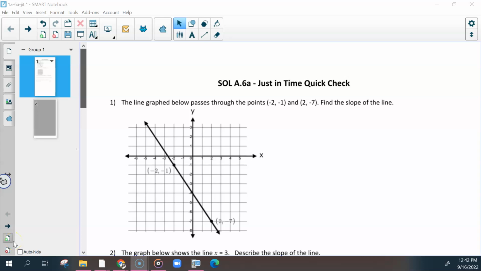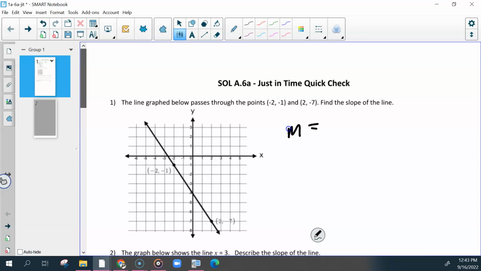What was the slope for number one? Josie. Negative 3 over 2. Who else got negative 3 over 2? Good majority of us. I know some of us did not. I will say that make sure you are simplifying. Always.